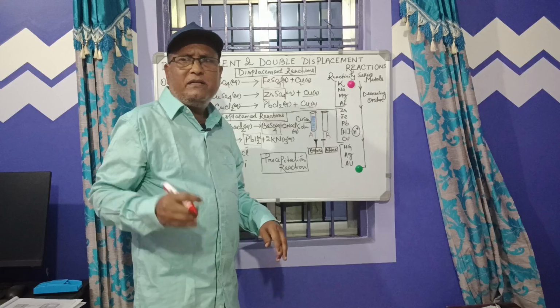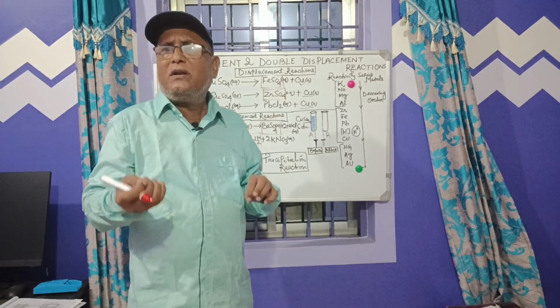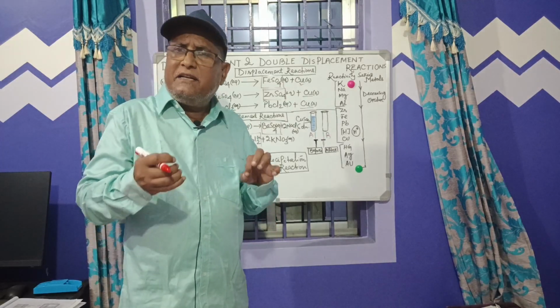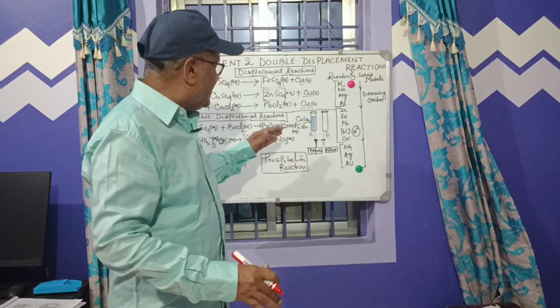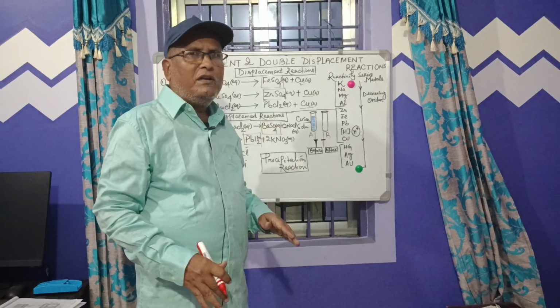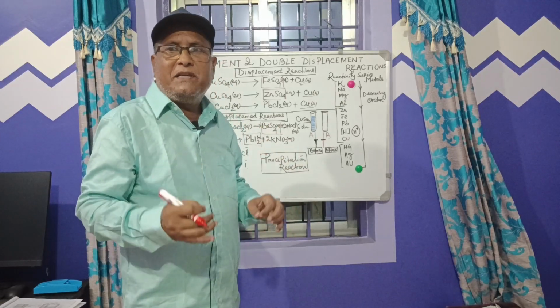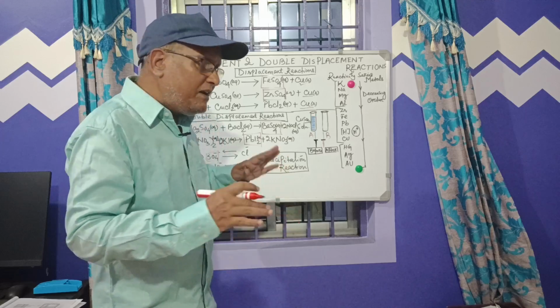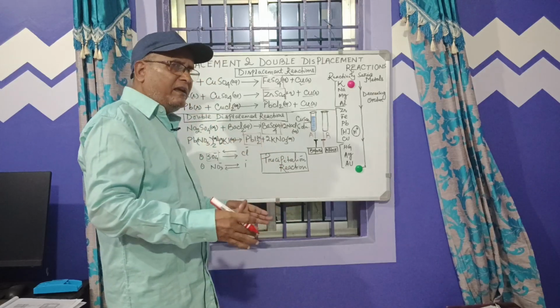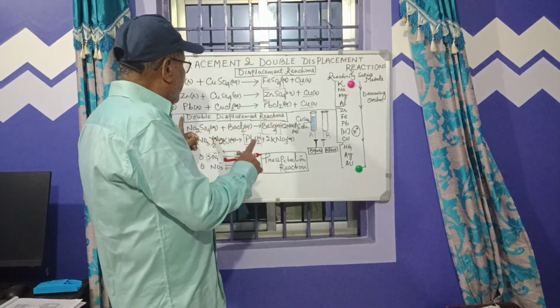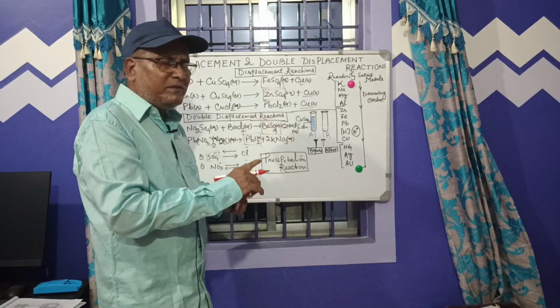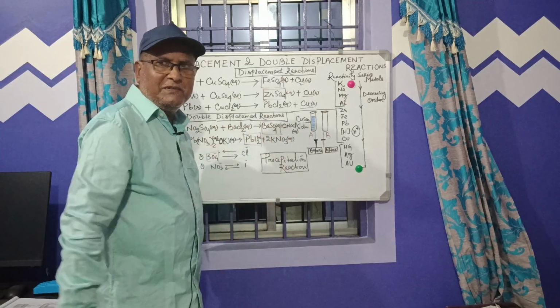Barium sulfate is a white solid. It is called a precipitate. It is insoluble in water. That's why this reaction is otherwise called a precipitation reaction. And we can say double displacement because of exchange of ions between the two reactants.